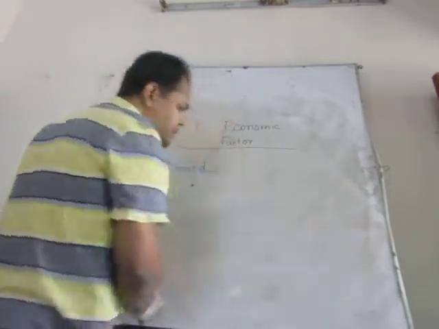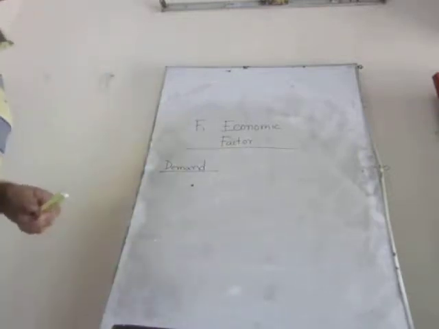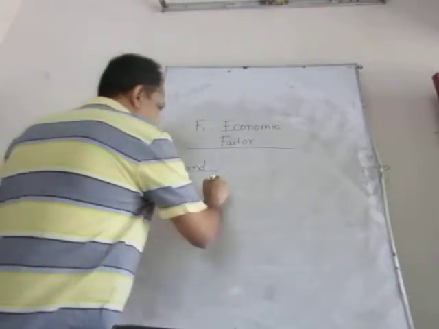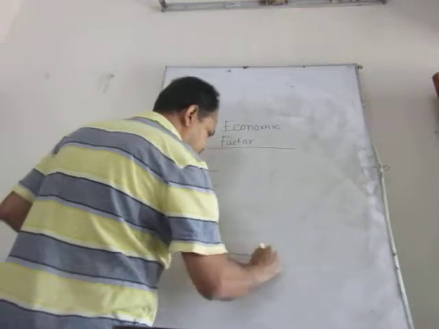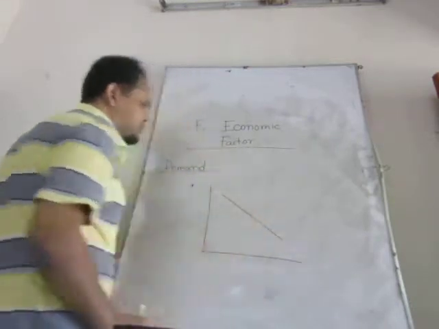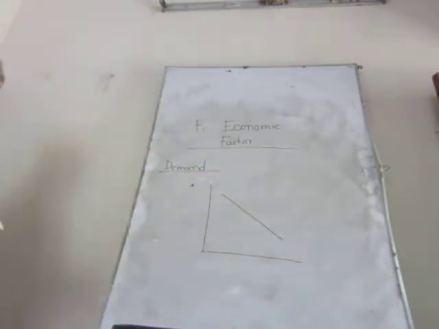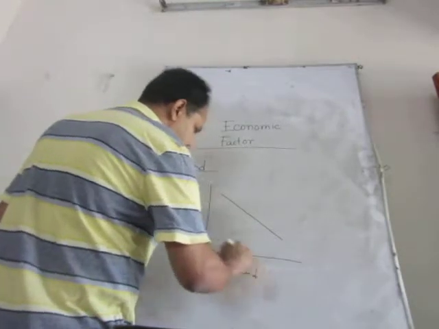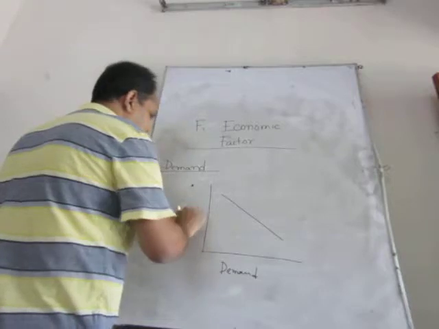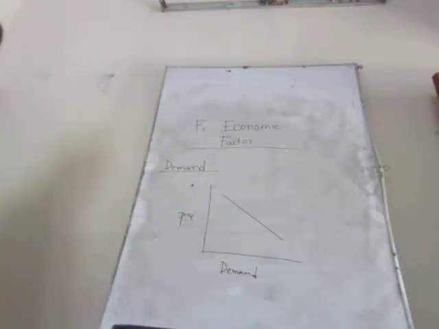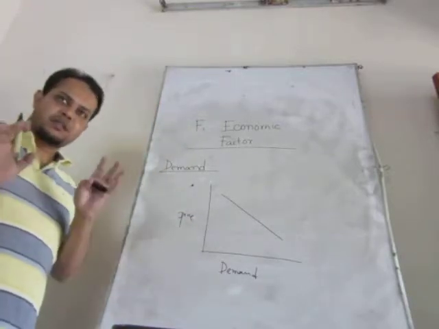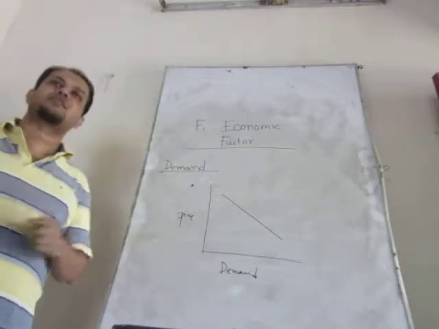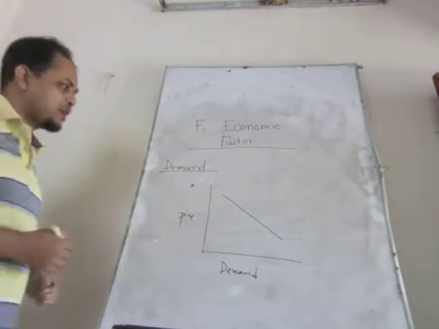Normally, demand and price are inversely related. This is normal. Normally, demand and price of a specific thing are inversely related. What do you mean by that?